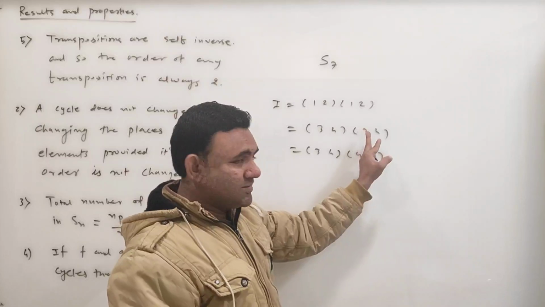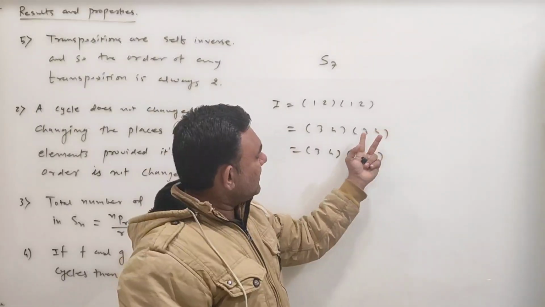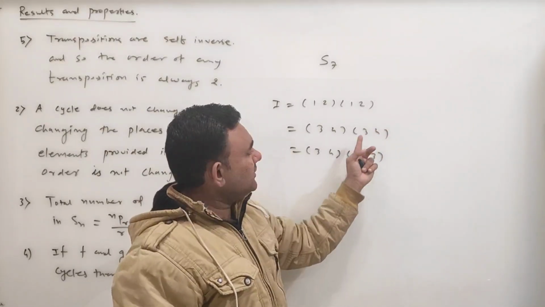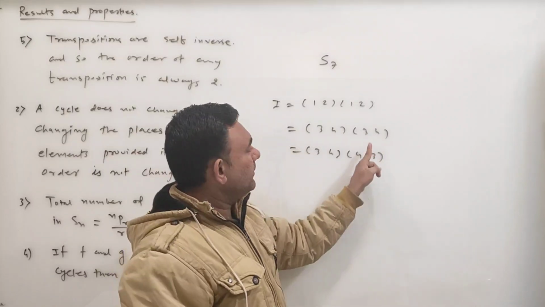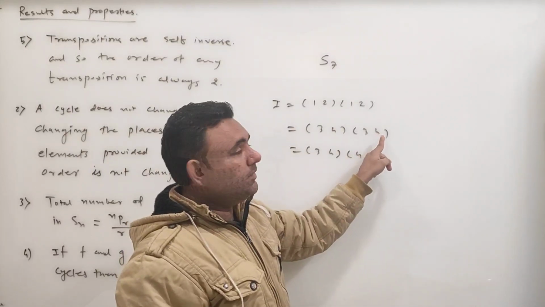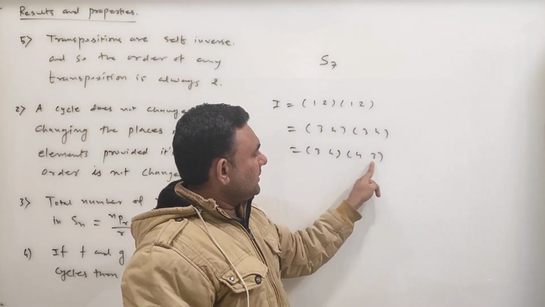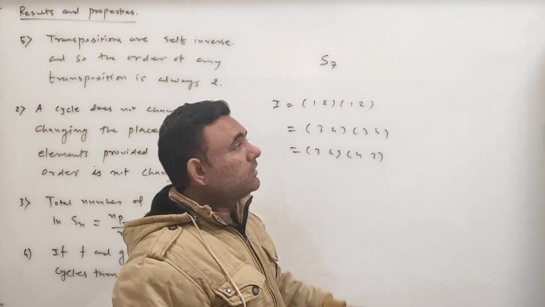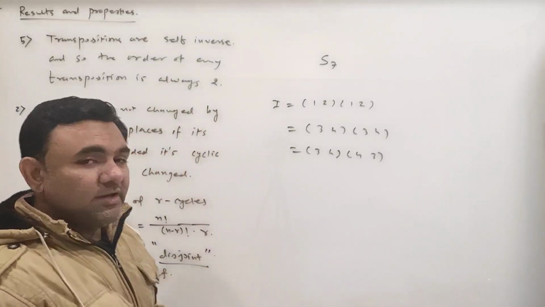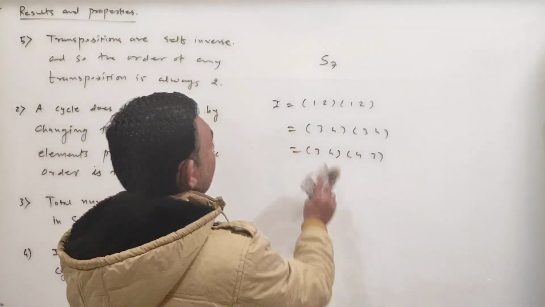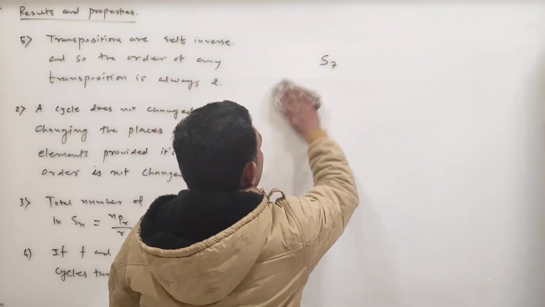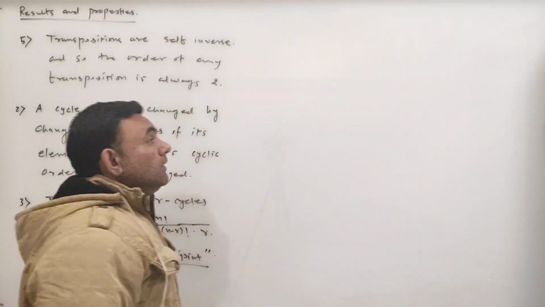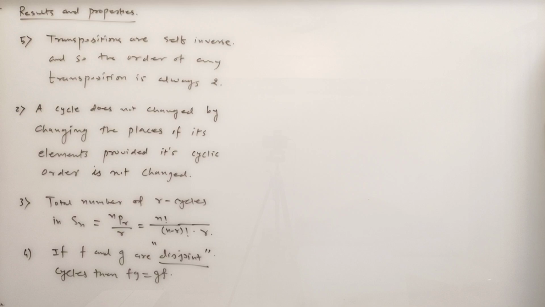You can always change the order of a cycle; it remains unchanged by changing the order of elements in cyclic order. Image of 3 is 4 and image of 4 is 3. This transposition also gives the image of 4 is 3 and image of 3 is 4, right? So identity can be written in this way also. Okay, now this is what.